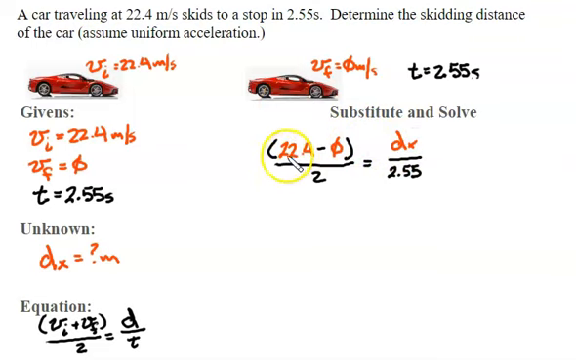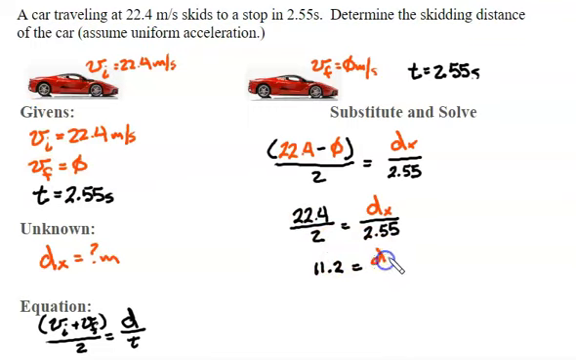So any number minus 0 is that number again, so it's 22.4 divided by 2 equals displacement divided by 2.55. When I do the math, 22.4 divided by 2 gives me 11.2 equals displacement in the x divided by 2.55.